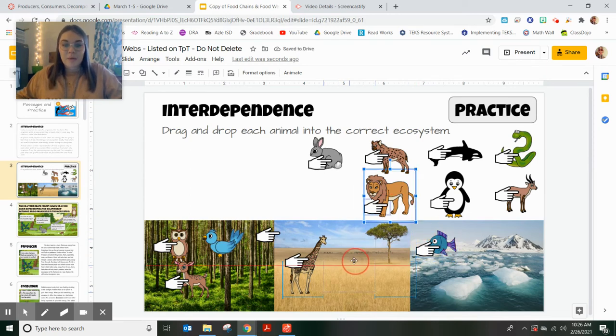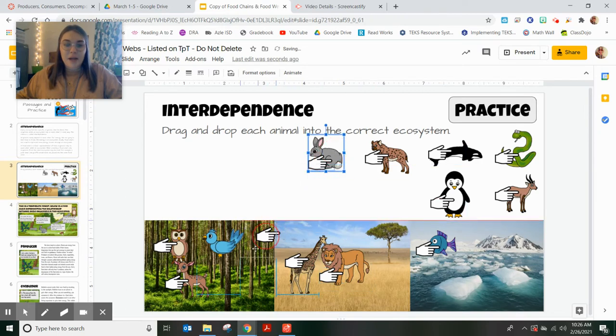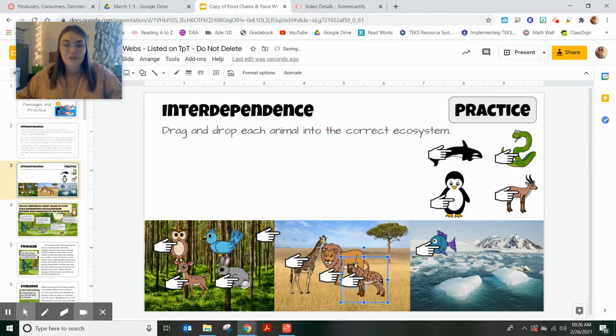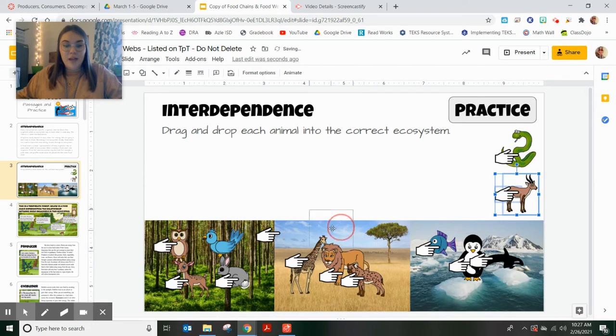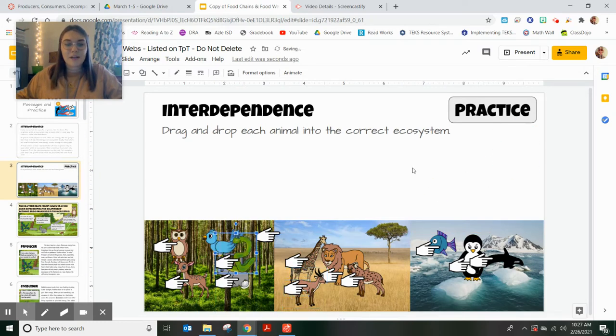The lion would probably be with the giraffe. The bunny would probably be with the forest. The hyena would probably be with the giraffe. The penguin needs to be in the water. The whale has to be in the water. This little friend, probably in the forest. Ooh, I don't know. This one looks like a deer. No, I've seen those out in this kind of area. And then a snake would probably be in the forest.